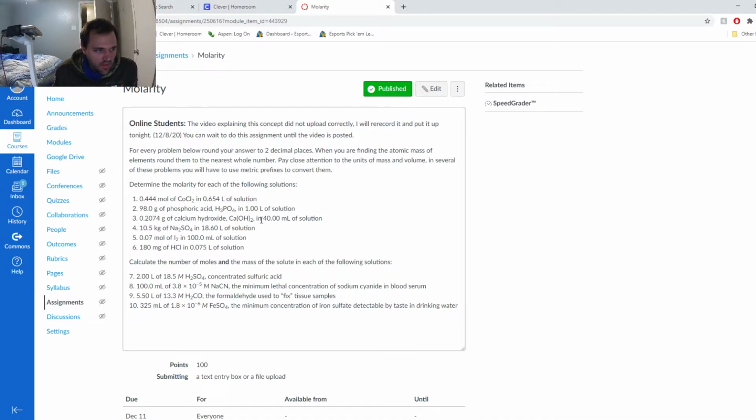Okay, so we'll do an example of one of those. Let's look at number 4, I think, is a good example. In that one, instead of giving you grams, it gives you kilograms. And it wants you to say, what is the molarity of 10.5 kilograms of sodium sulfate in 16.8 liters of solution.